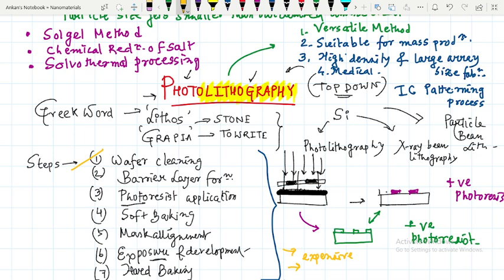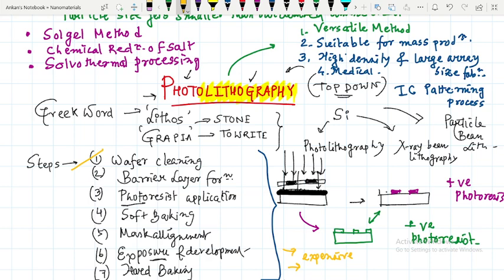of preparation of nanomaterials, and the materials used in this technique are not suitable for the biological system because they are unable to stimulate the biological system. So these are some disadvantages regarding photolithography.